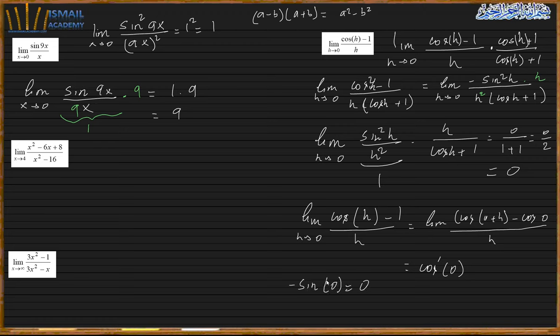So if you notice this, it can be done straight away. I just see this is the definition of the derivative at the point 0. So this is just cosine prime of 0, which is minus sine of 0, which is 0. This will take you like 2 seconds and it will be done. But if you cannot notice this, this is the way you should do it, using the conjugate of the numerator. All right, for the next question.